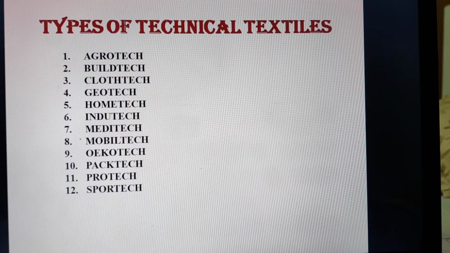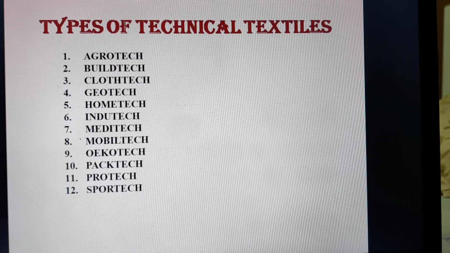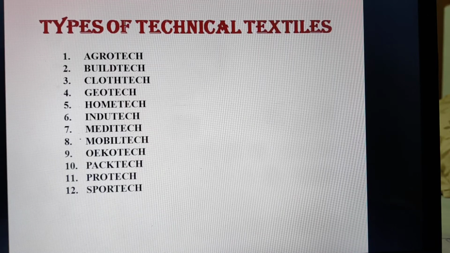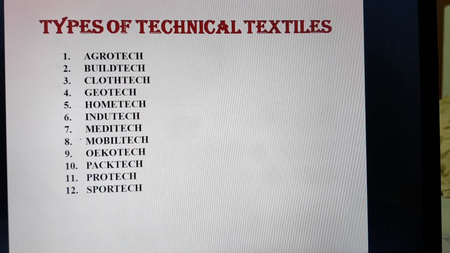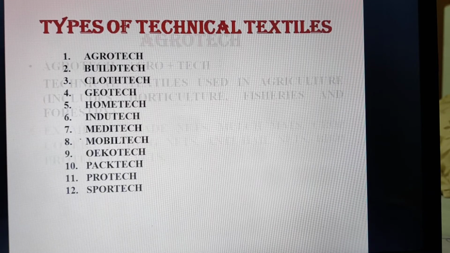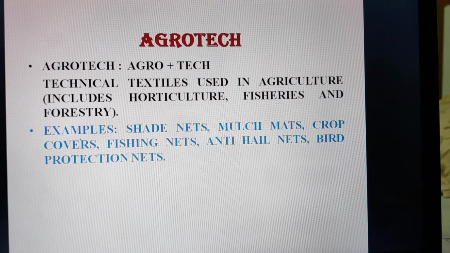If we talk about the types of technical textiles, these are classified into 12 categories as given here: AGROTECH, BUILDTECH, CLOTHTECH, GEOTECH, HOMETECH, INDUTECH, MEDITECH, MOBILTECH, OECOTECH, PACKTECH, PROTECH, and SPORTECH. But sometimes GEOTECH and OECOTECH are clubbed together, and then there are 11 types of technical textiles. Let us discuss these in brief.